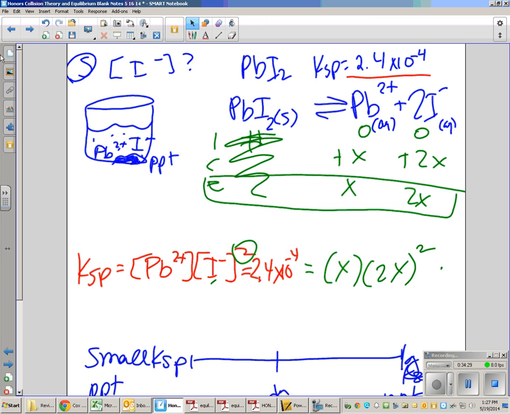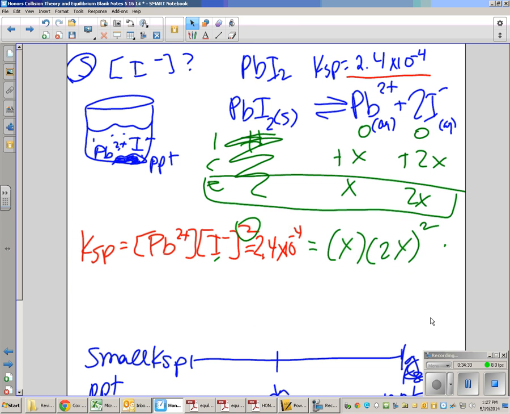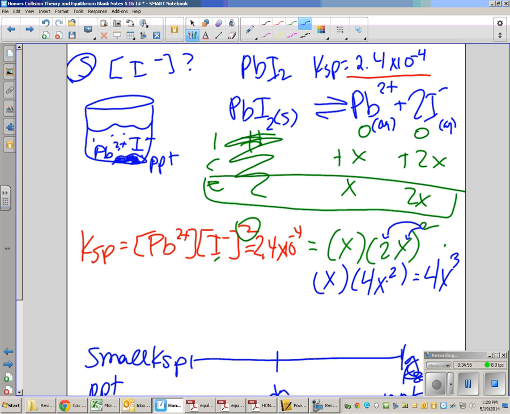All right, so then simplify that for me. Simplify this green right here. Let's try again. 4x cubed, thank you. So 2 has to be distributed in. So 2 times 2 is 4. So then we have x here, we have 4, and then the 2 also gets distributed to that x. So that's 4x squared. X times x squared is 4x cubed. Okay, so 4x cubed is equal to this number, 2.4 times 10 to the negative 4.